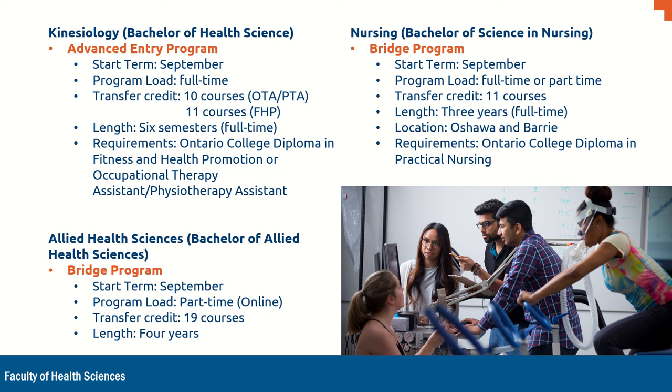One of our most competitive programs is our post-RPN nursing program, which is 3 years in length, which requires an Ontario College diploma in practical nursing. We also have an allied health science program. This program is only available part-time, but it is fully online, and you receive almost an entire 2 years worth of transfer credit.